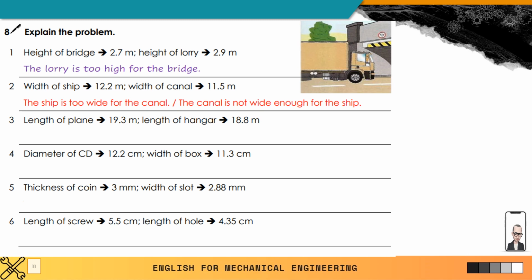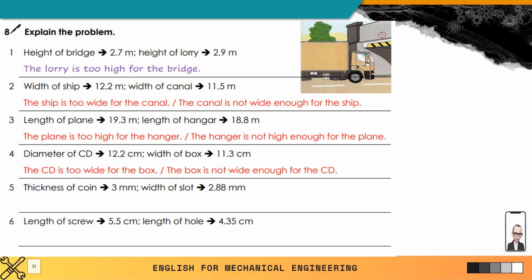Length of plane 19.3 meters, length of hangar 18.8 meters. So of course the plane is too high for the hangar, or the hangar is not. Oh, there's a mistake here, so ignore this one, guys. Instead of high, just write long. The plane is too long, or the hangar is not long enough.